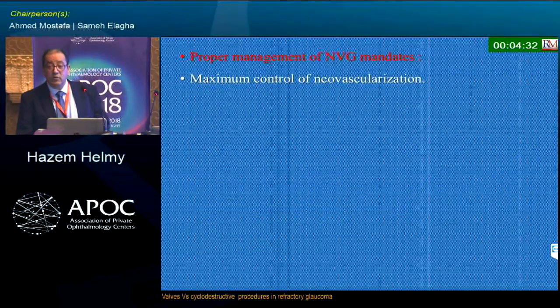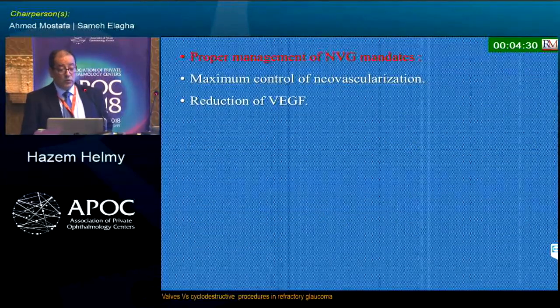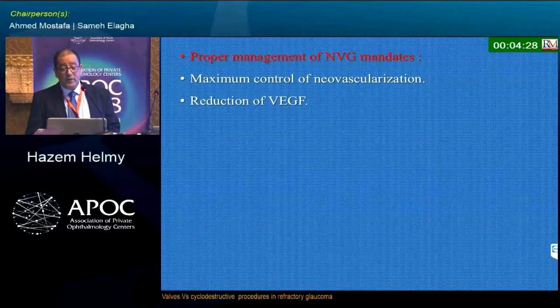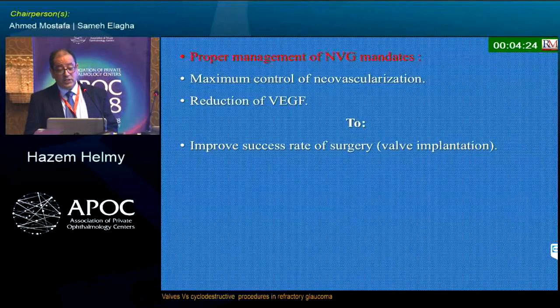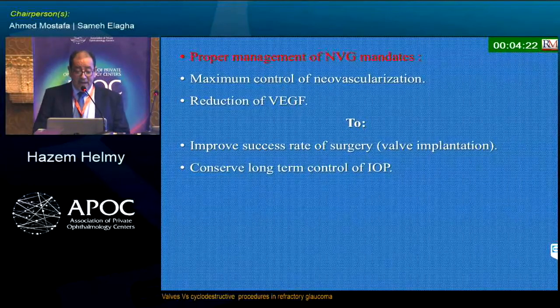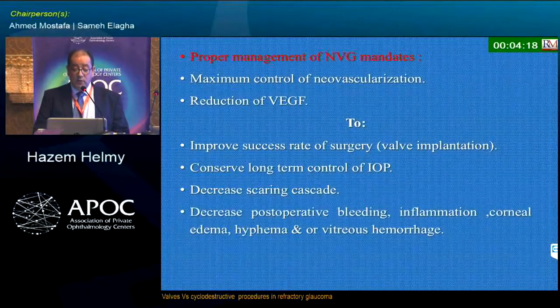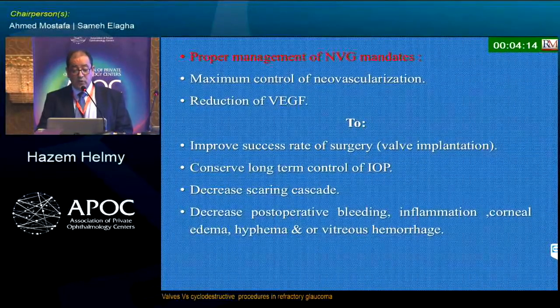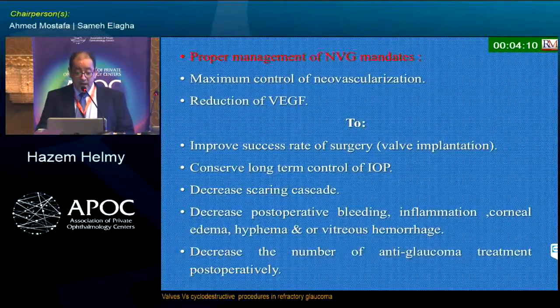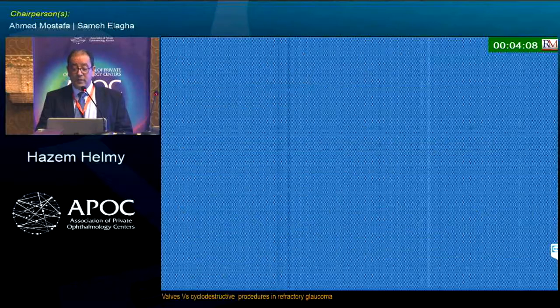طيب يبقى انا علشان النيوفاسكولار جلوكوما لازم تو بروبر مانج، لازم نماكسمايز الكنترول اوف نيوفاسكولارايزيشن وريديوس الفيجف علشان نمبروف السكسس ريت في مع الفالف ونكونزيرف اللونج تيرم كنترول في انتراوكيولار بريشر ونقلل السكارين كاسكيد ونقلل البوست اوبراتيف بليدنج وانفلاميشن والكورنيال ايديما والهايفيما والفيتراس هيموريدج اللي بيخوفونا كلنا، ونقلل النمبر اوف انتي جلوكوما تريتمنت كمان.